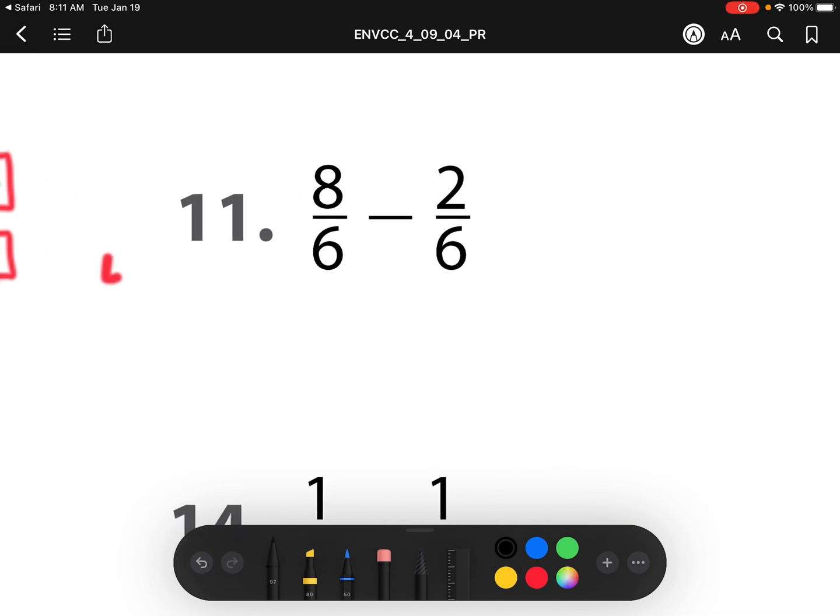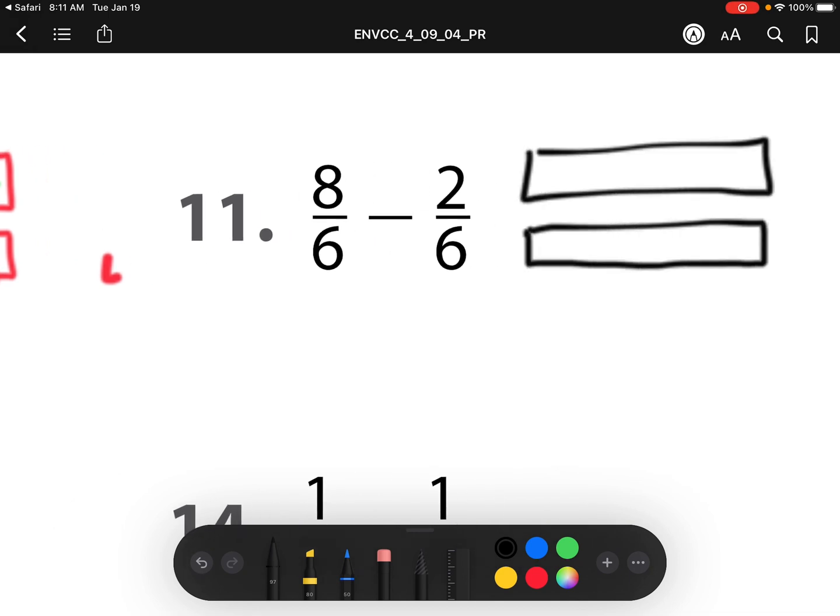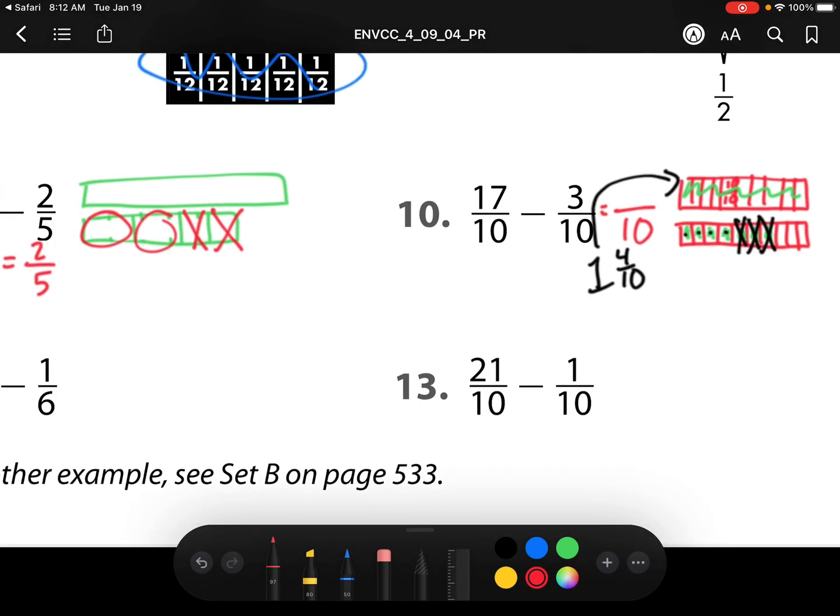Over here we have one whole, which would be 6 6. And then we'd have what down here? 1, 2, 3, 4, 5, and 6. So we'd have 2 6 left over because this is 6 6, so that's 2 6. And we're taking away what? We're taking away 2 6. So what are we left with? We're left with just one whole, or 6 6.